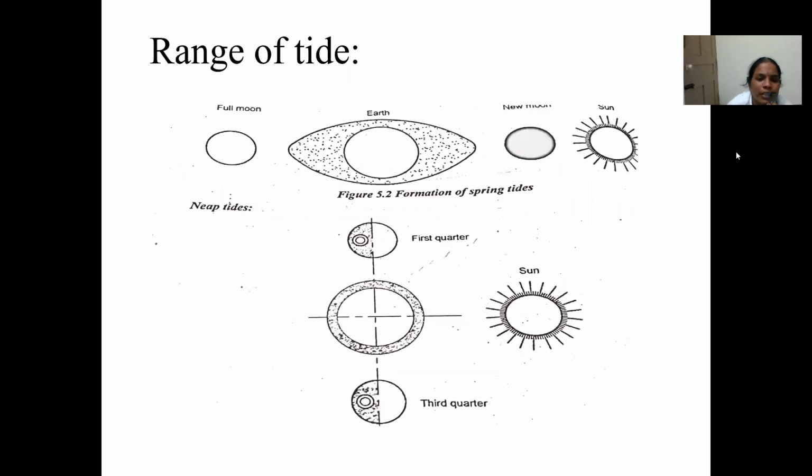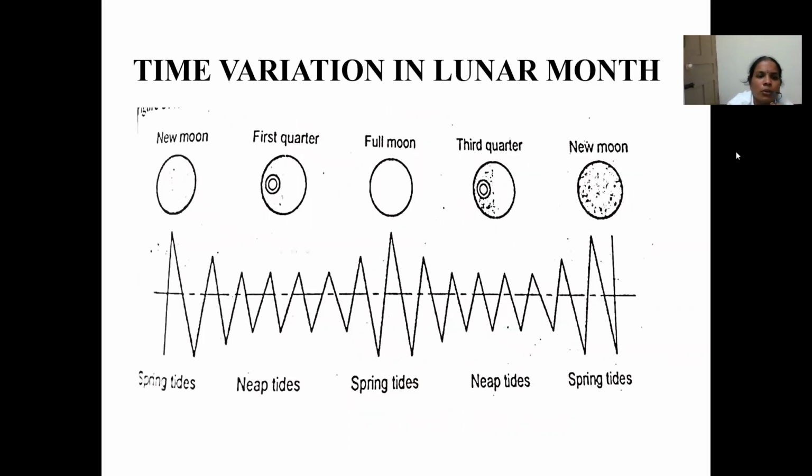The tidal range of a tide is defined as the difference between high tide and low tide. The tide is generally defined as the reaction of the moon and sun on the earth's surface water. With the time variation in the lunar month, the tide height during new moon day and full moon day is higher than during the first and third quarters. They are known as spring tides and neap tides respectively.